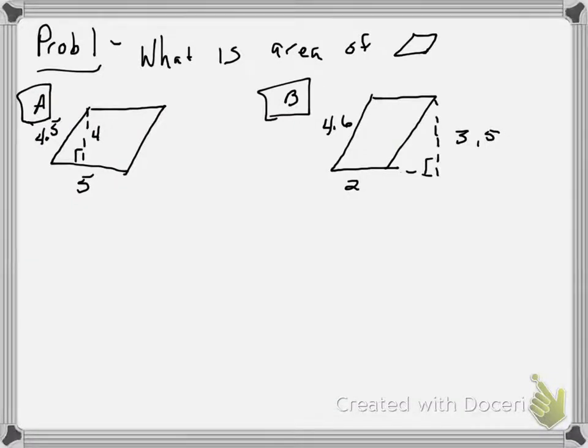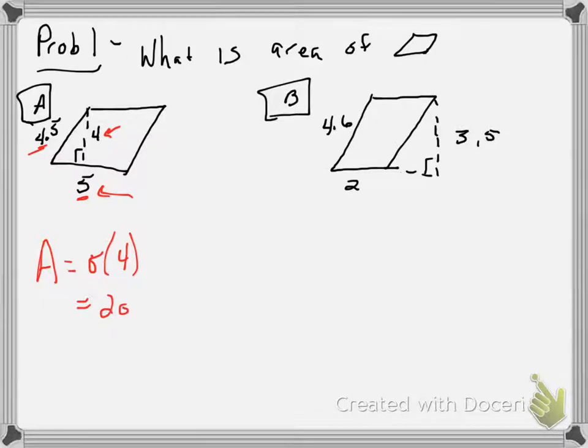Now in problem 1, what's the area of these parallelograms? We can definitely tell our height in A is 4. Which one's our base? Is the 4.5 our base or is the 5 our base? Now the 4 makes a 90 degree angle with the 5, so that makes the 5 the base with that height. Now if you flipped it, you'd have to find the height for the 4.5, but that's a different story. So my area here equals 5 times 4, which is 20.